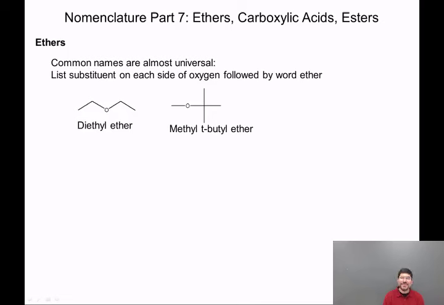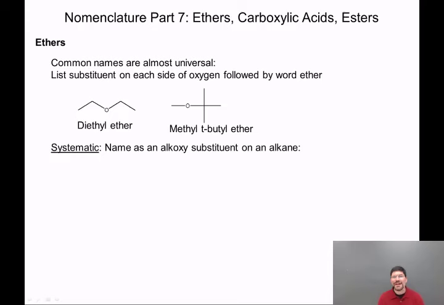It's okay to name this methyl first and butyl second, even though B comes before M alphabetically, because this is a common name and rules about alphabetization get thrown out the window when we're using a common name. Should you want to name an ether systematically, it is possible to do so. And in some cases, if the ether is fairly complex in structure, you're actually going to want to name it systematically. And the way you handle that is you treat the substituent as an alkoxy substituent on an alkane.